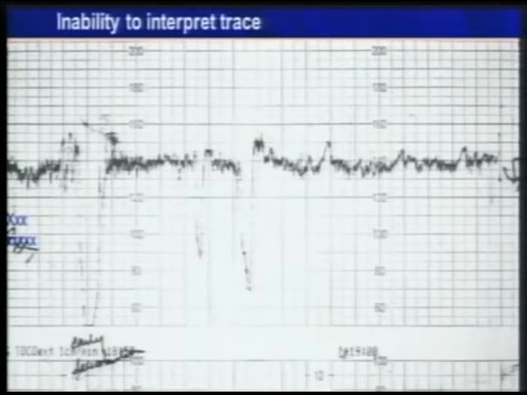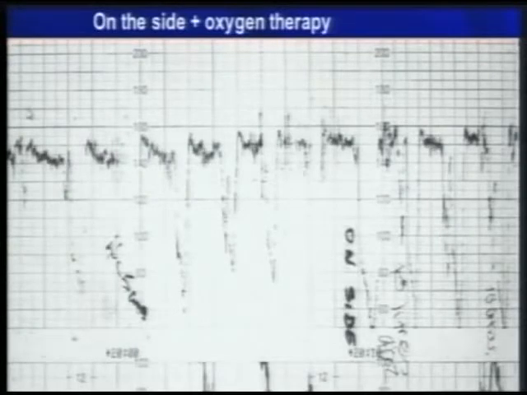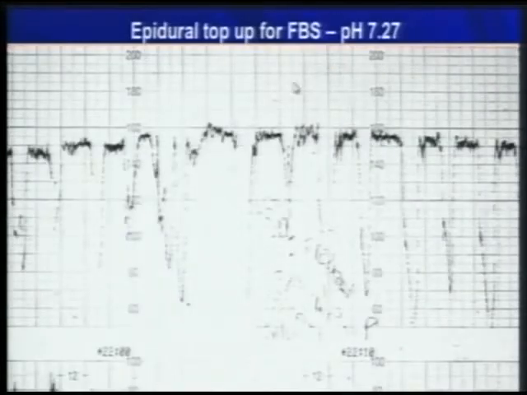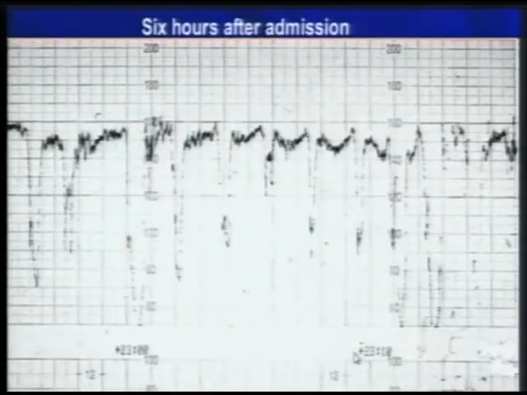So this is at 19 hours. 20 hours, the baseline has gone up to 155. They are put on the side and given some oxygen. And 9 o'clock, they are given some epidural and IV fluids, and still at 155. They've done a fetal blood sampling, which seems to be okay. That's at around about 10 o'clock. And 11 o'clock, they saw her, there's not much change.